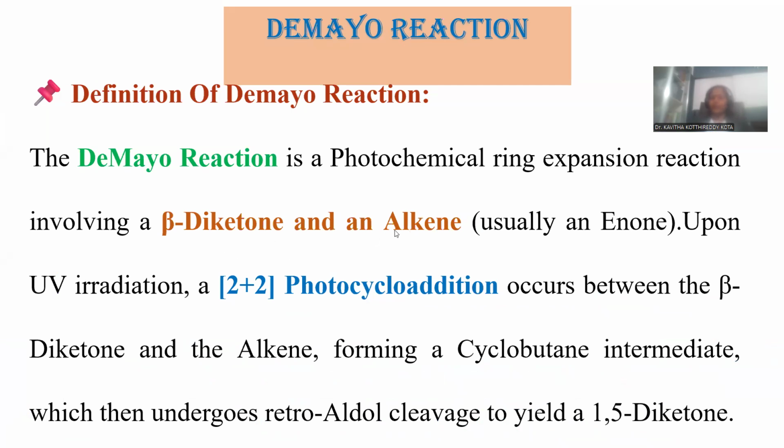These two compounds are taken as the starting materials and proceed through a 2+2 cycloaddition reaction under UV light irradiation. Being a photochemical reaction, light irradiation is essential for the reaction. Here the beta-diketone is treated with the alkene, so that cyclobutane is generated as an intermediate. Being a 4-membered ring system, it is highly unstable and sterically hindered. That's the reason it immediately proceeds with retro-aldol cleavage, and the 1,5-diketone will be the ultimate product.